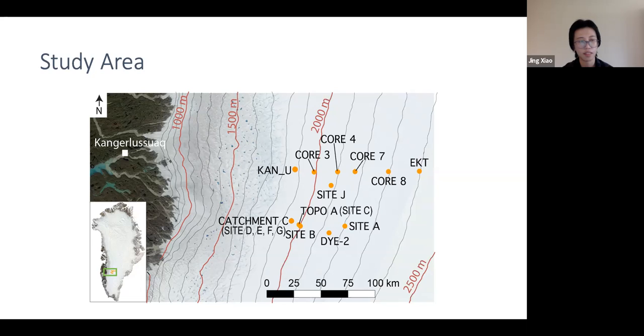And also these sites are located within an elevation range of about 500 meters, and they roughly follow 2 lines of elevation increase. Also, many of these sites also have cores drilled by other teams from previous studies. Therefore, this enables us to compare our cores with cores from the previous research.